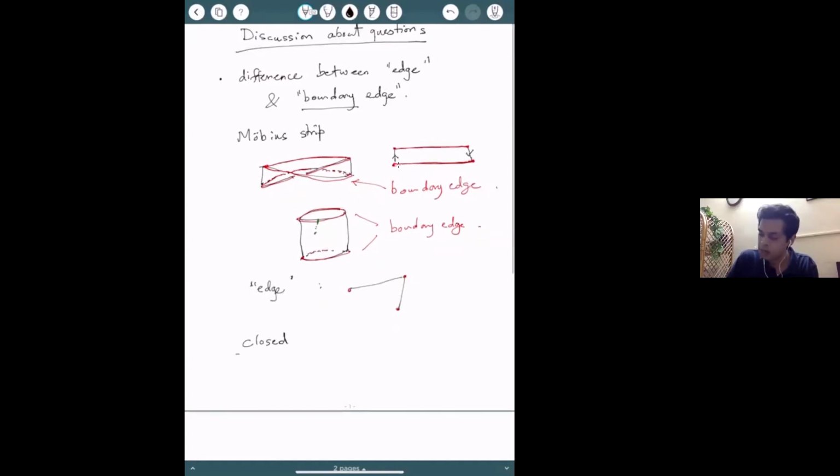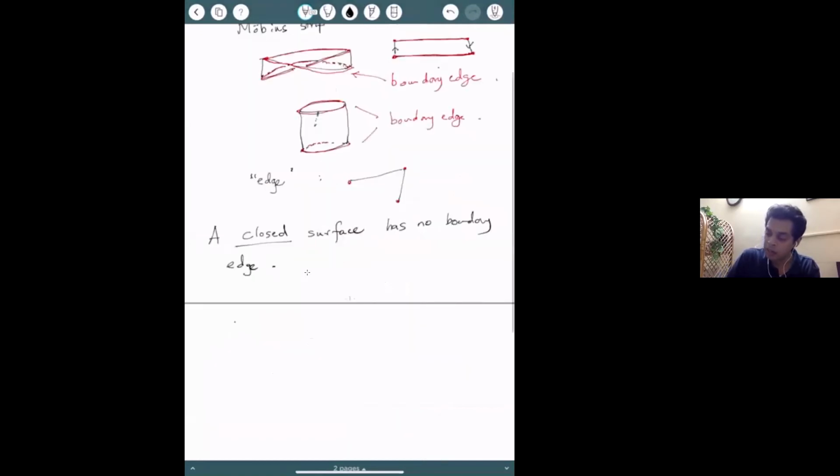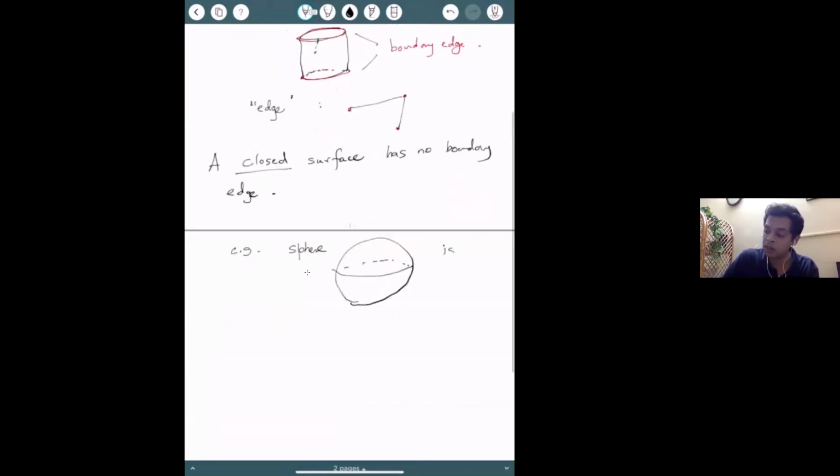Maybe I wasn't too specific or clear when I talked about the definition of a closed surface. A closed surface has no boundary edge. For instance, the Mobius strip and cylinder are not closed, because they do have a boundary edge. But something which is closed, an example is a sphere. Let me remind you what a sphere looks like. This is closed. It doesn't have any boundary edge.